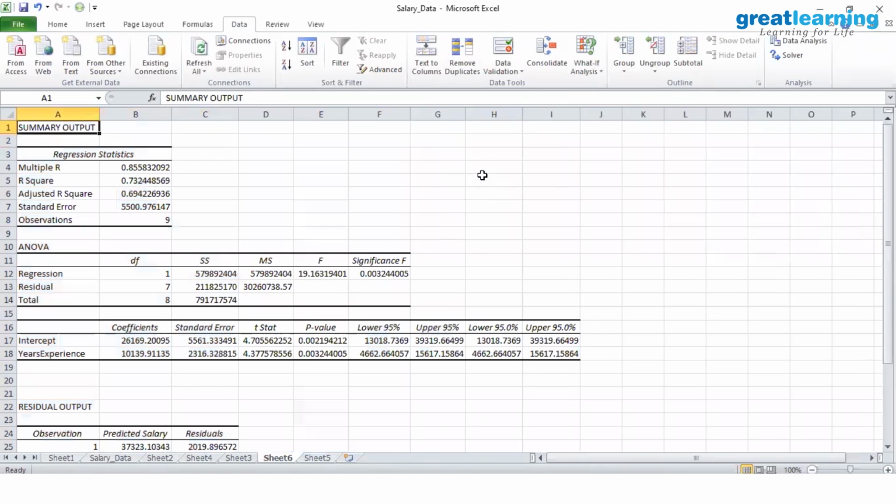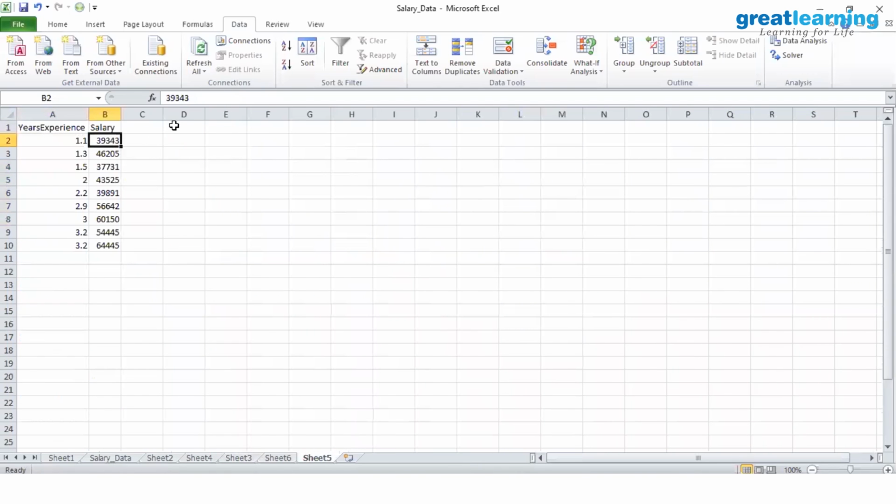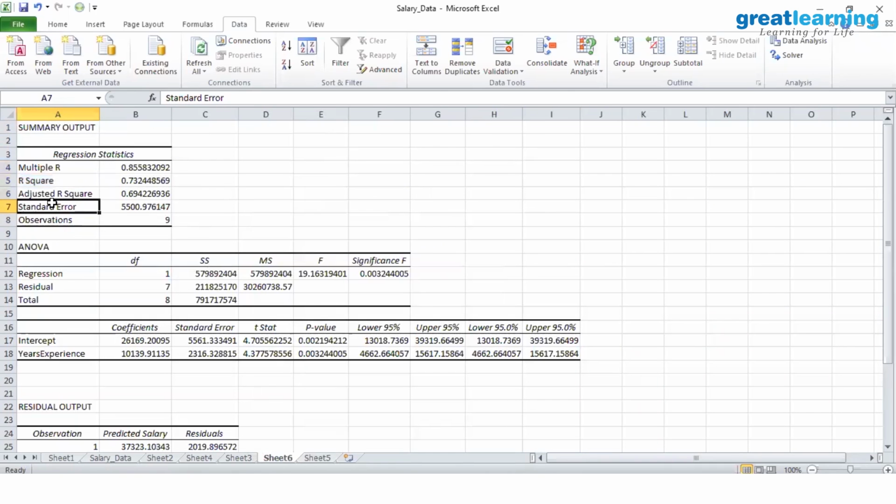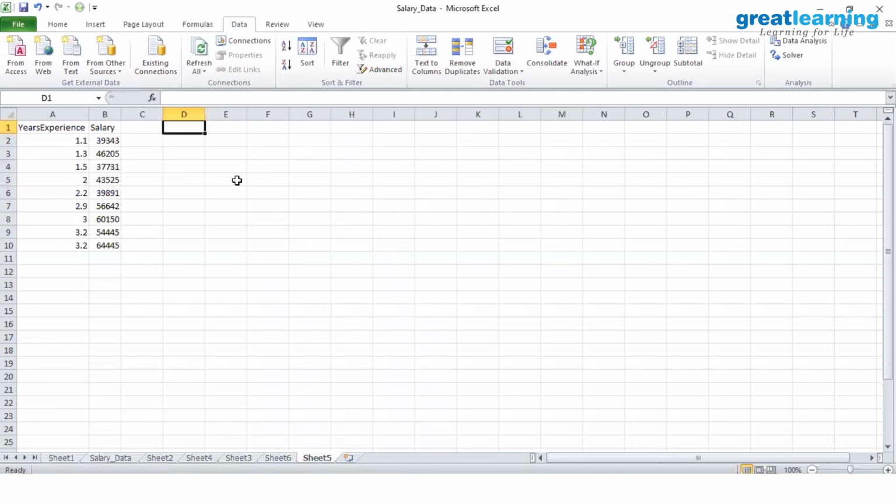In a very simple way, I'm able to use the regression option in Excel, and I'm able to come up with the R squared value, the adjusted R squared value, and the standard error. The adjusted R squared was something around 90%, though just for representation, since I took fewer points, it's showing 69%. Now we'll see how to solve for each variable using the formulas. It's very simple, but you should know how R squared is derived, how adjusted R squared is derived, how standard error is derived, and how B0 and B1 are derived.